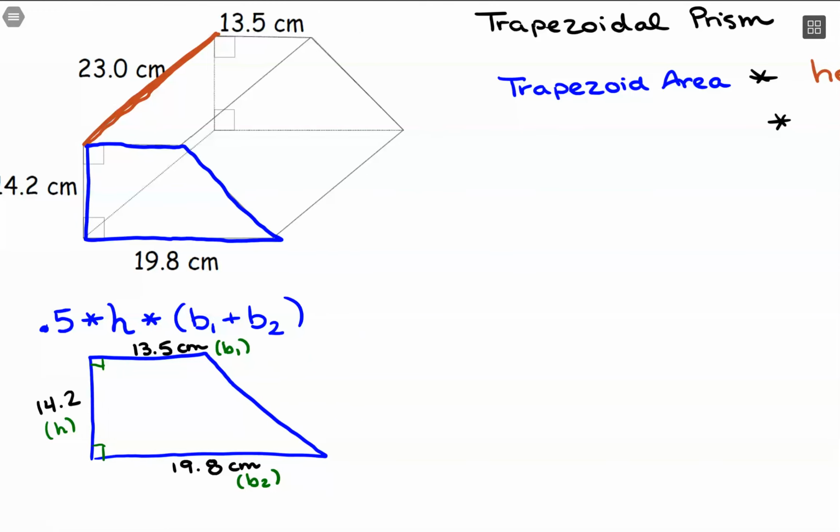So for trapezoid area up here, I'm going to be taking 0.5 times the height of the trapezoid, which is 14.2, times, and then in parentheses, adding those bases together, 13.5 plus 19.8.